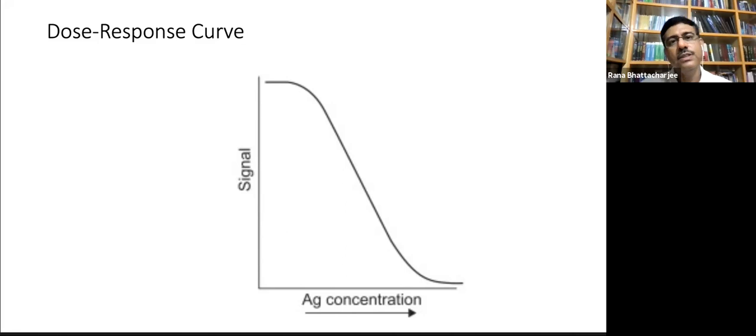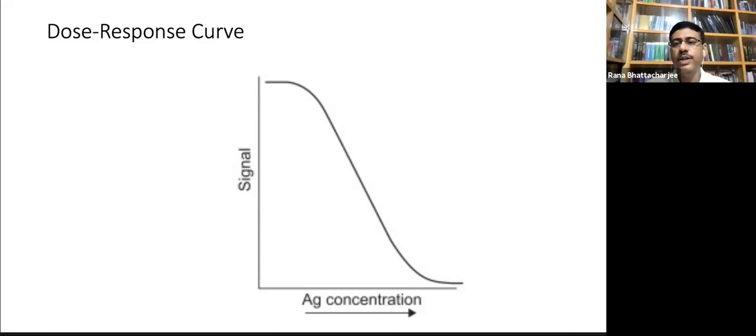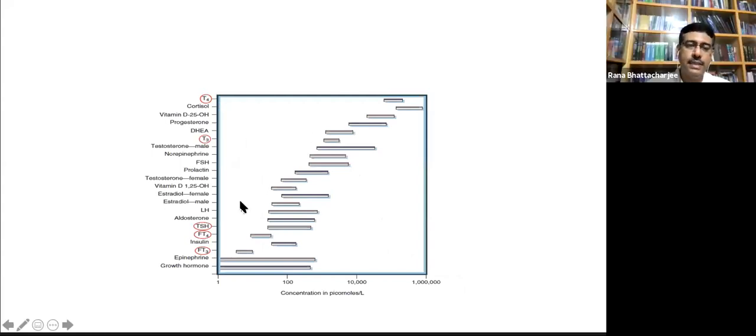Now we'll focus on another important kind of assay, that is free hormone measurement. How to measure a free hormone? Now, this is just one of the examples. As you can see, the free hormone concentrations are several orders of magnitude lower than the concentrations of total hormones. So the T4 concentration range versus the free T4 range is widely different. So the assays are also more difficult.